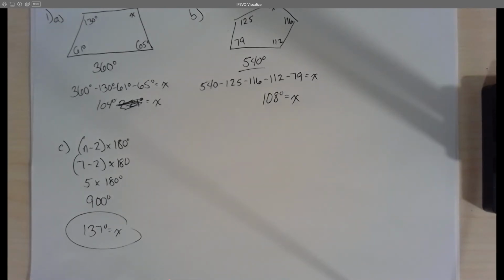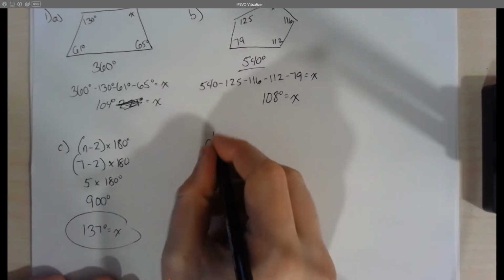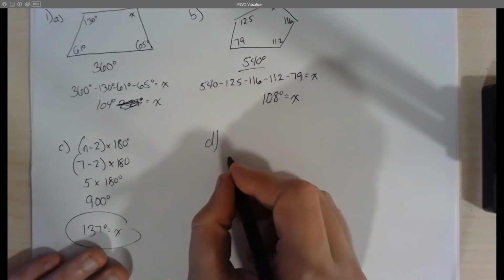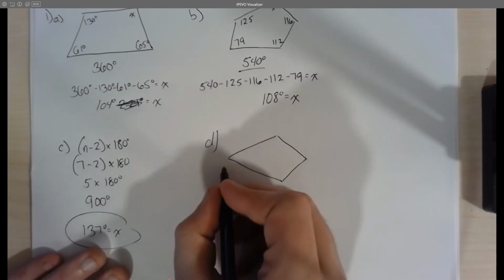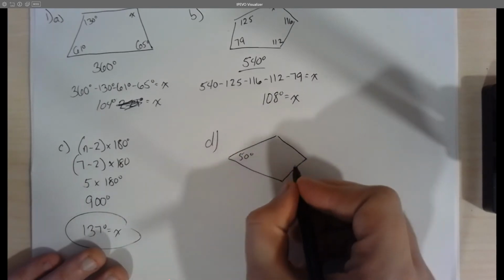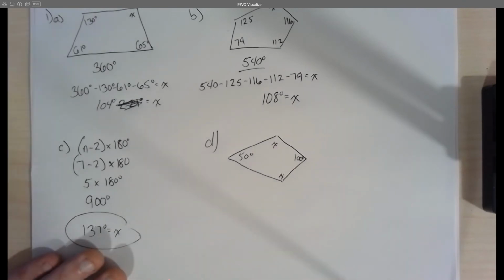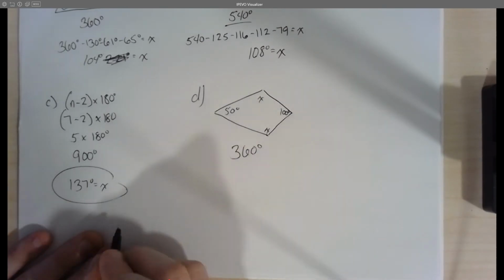Next we have D. D is just a four-sided shape, but it's a little bit unique in that we are only given 2 of the angles. But we are told that the other angles are the same. So we're given 50 degrees, we're given 100 degrees, and x. We have to solve x. We have 2 x's, but they are the same. It's a four-sided shape, so in total it's going to be 360 degrees.